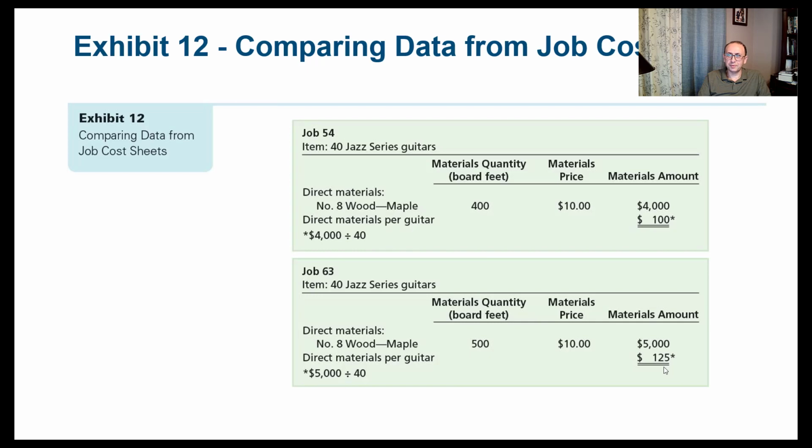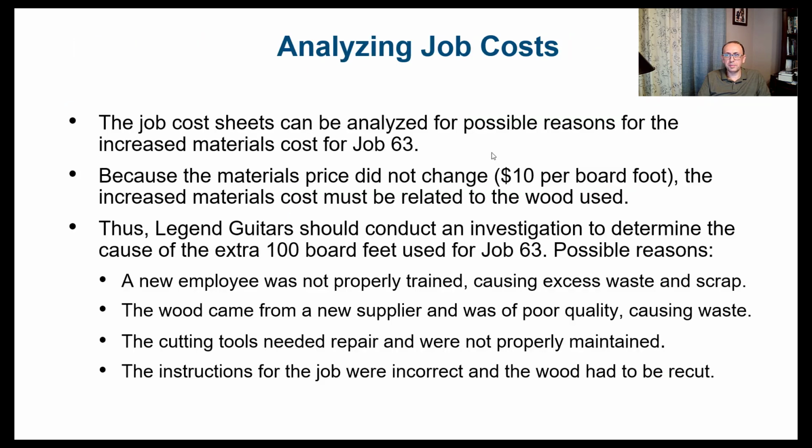So what happened? The job cost sheet can be analyzed for possible reasons for the increased material cost for job 63. We notice that the number of guitars is the same and the price is the same. We cannot justify it based on an increase in price. I don't think that's a reason, because the material price did not change. It was $10 per board foot in both jobs. The increased material cost must be related to the wood used. So Legend Guitars should conduct an investigation to determine the cause of the extra 100 board feet used for job 63. We used 400 in the older job, the newer job it's 500, 100 board feet more.